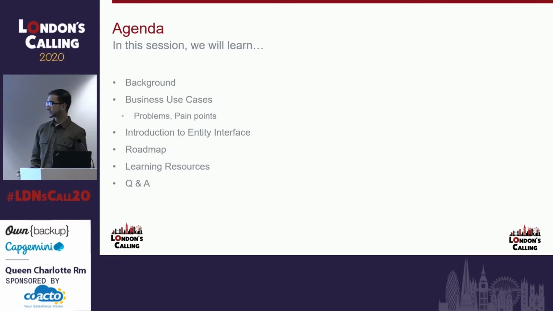So this is the agenda for this session. First, we'll look at the background: why we are talking about entity interfaces, the business use cases where we are facing problems and pain points. Then we'll dive into what an entity interface actually is and how it can resolve those problems. Then we'll talk about a roadmap of this feature, then learning resources, and later, we'll take Q&A. So let's get started.